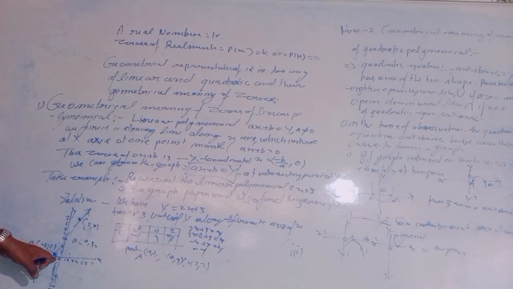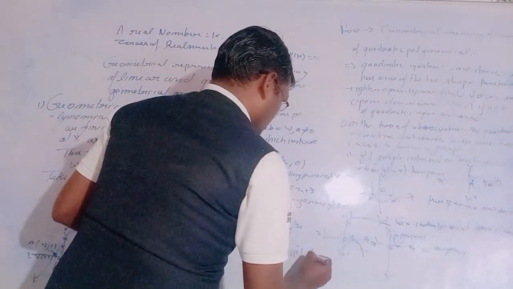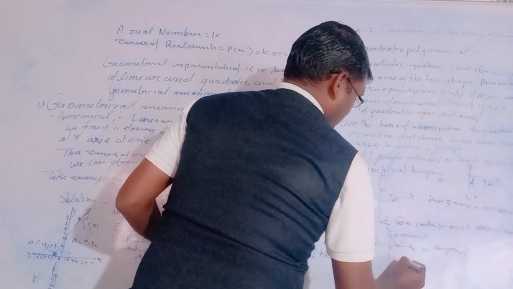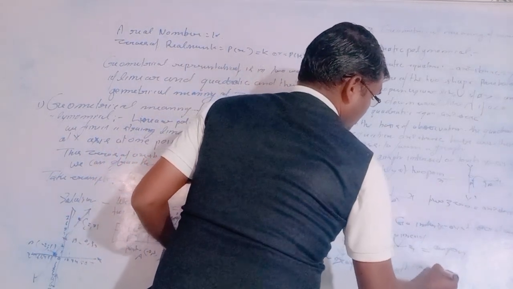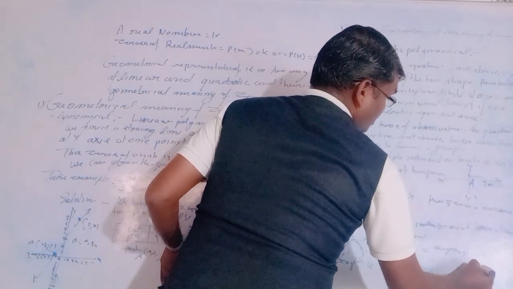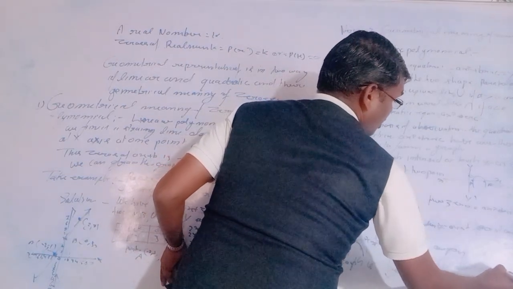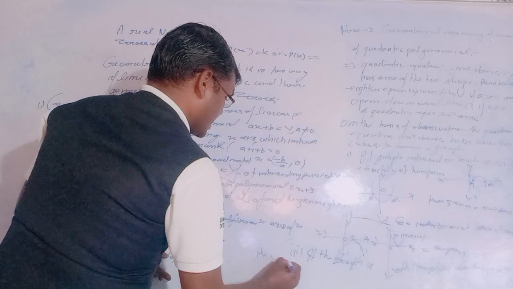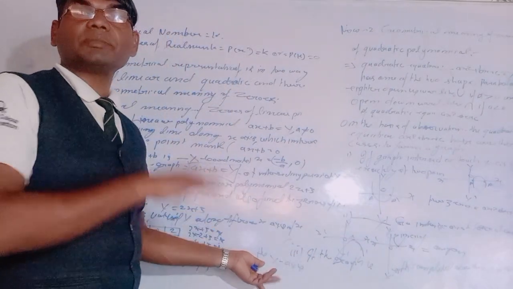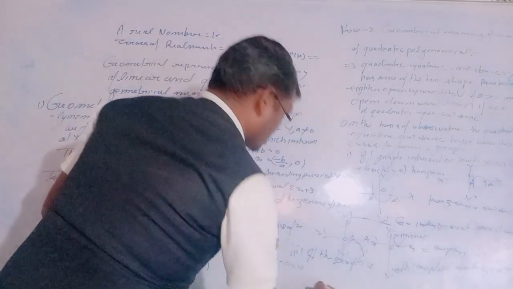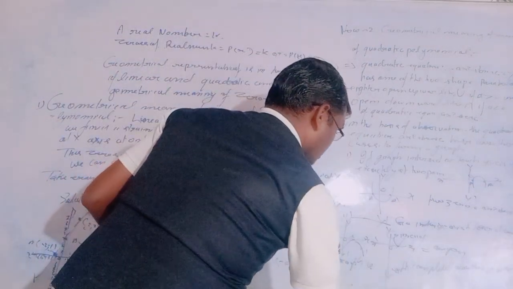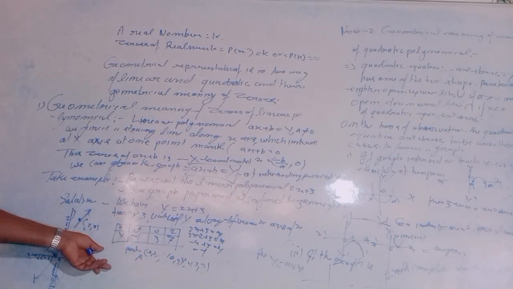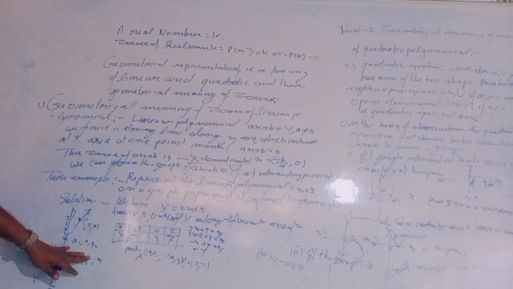And the third condition: if the graph is either completely above the x-axis or below the x-axis, what happens then? Suppose that this is the condition. So the above the x-axis or below the x-axis condition arises here. So here a is less than 0.